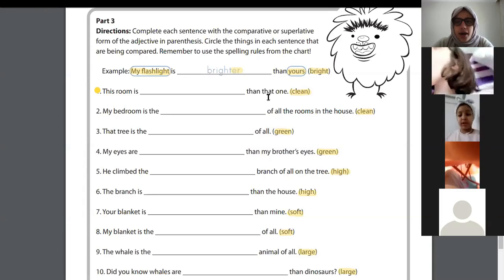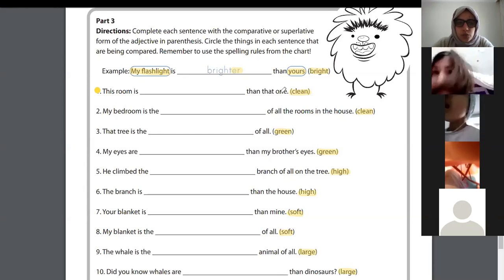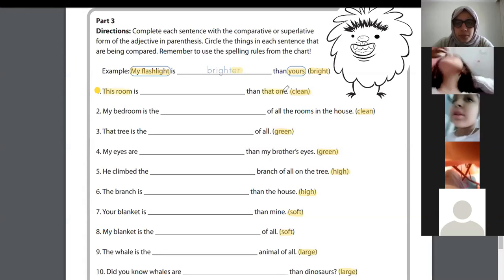So I'm comparing between this room and that one. So I'm comparing only between two things. So do I need to add ER or EST to clean?